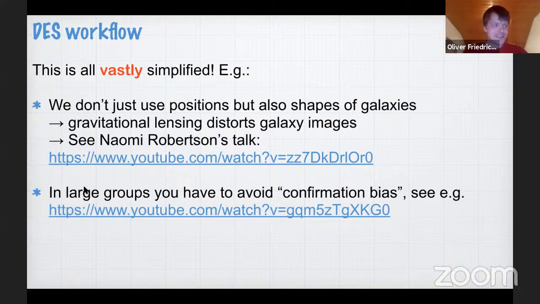There's actually an interesting problem, which is the so-called confirmation bias. Just a one-sentence summary of what confirmation bias is. If you have such a large group of people working on a project, then mistakes will be made. So for sure, in our analysis, there are some errors. It's unavoidable.